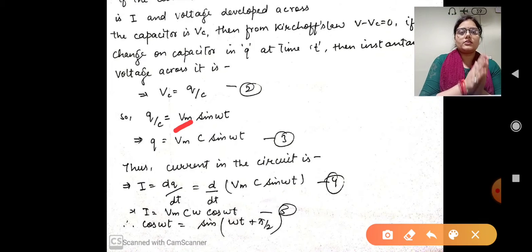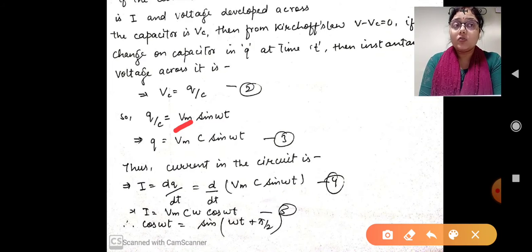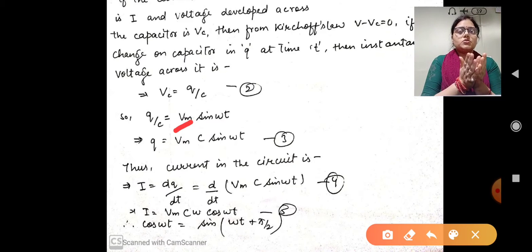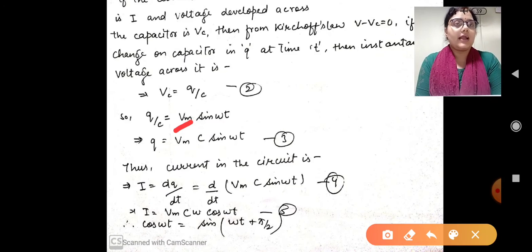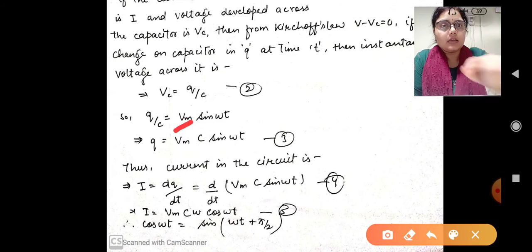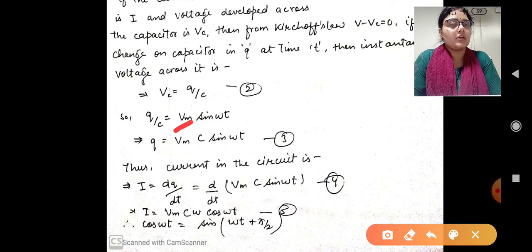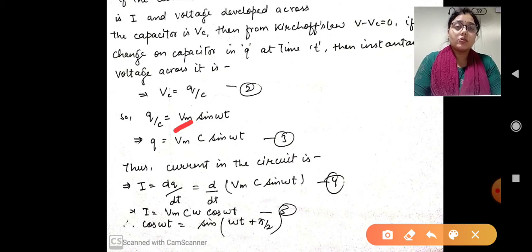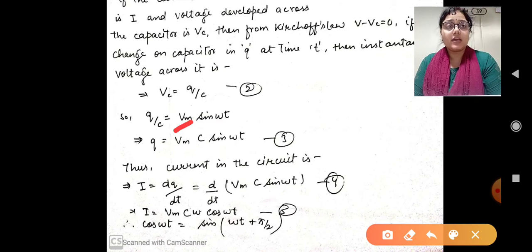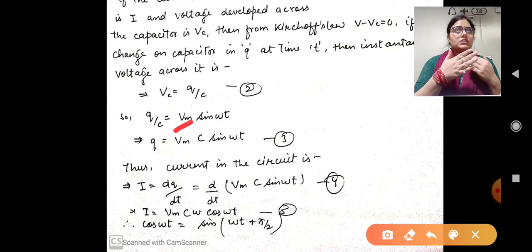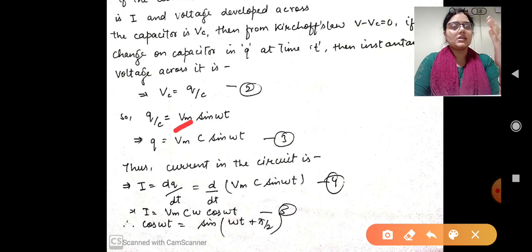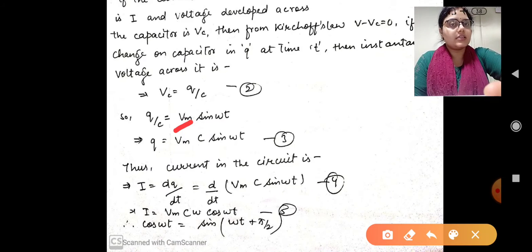Now we have to calculate the value of the current, because right now we are going to find a phase relation between the voltage and the current, and that one is the instantaneous one. The charge value from equation number 3 we can easily get. Now we have to find the value of current for the phase relation. Then we have to differentiate the charge with respect to time.